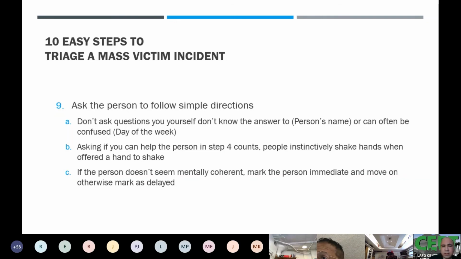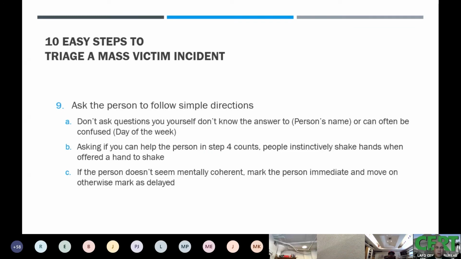Now you're going to ask someone to follow simple directions. And we want to caution, you don't want to ask questions that you don't know the answer to yourself. So if you ask the person what their name is and they read it off a name tag and say, "I'm Bob," you don't know if their name is Bob or not. They don't know if their name is Bob or not, but the word Bob came to them and they said Bob. So that's not going to tell you anything. Same thing, especially during this whole stay-at-home thing, a lot of us don't even know what day of the week it is. So if you ask somebody who's confused what day of the week it is, they might not know, but they might not have known anyway.